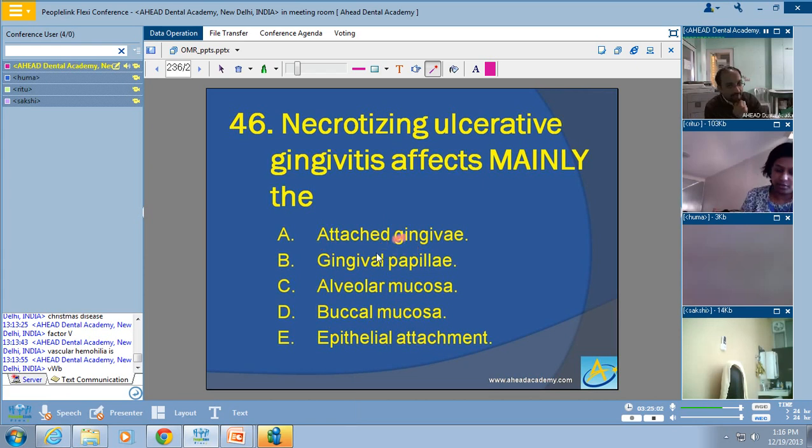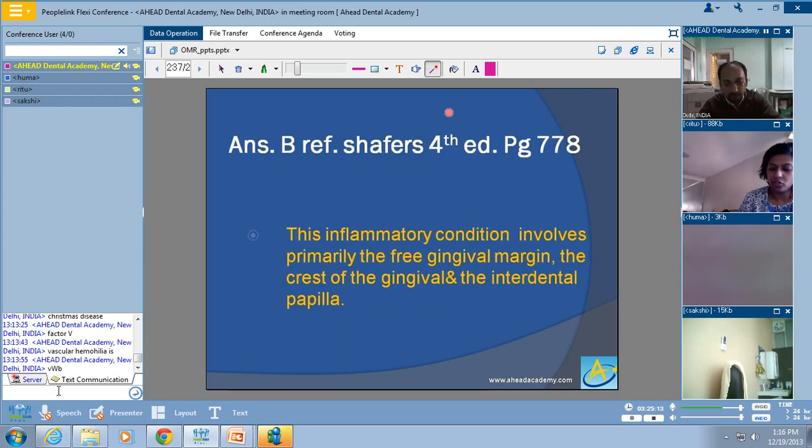ANUG is also called trench mouth, isn't it? Trench mouth. What is Vincent's angina? When acute necrotizing ulcerative gingivitis involves the pharynx, then it is called Vincent's angina. Please do not confuse it with Ludwig's angina. Ludwig's angina is completely different from this. Okay? Vincent's angina is completely different.